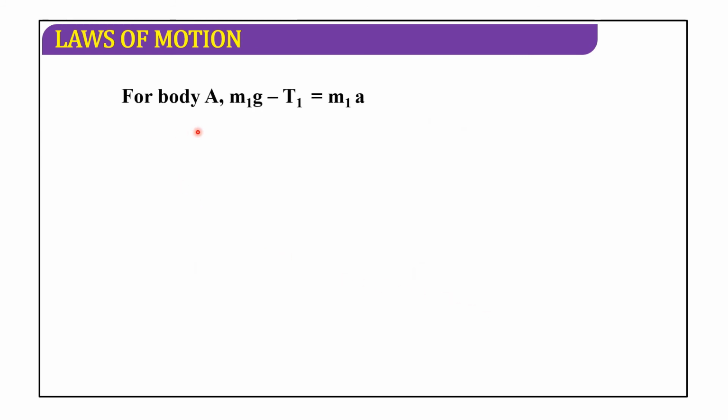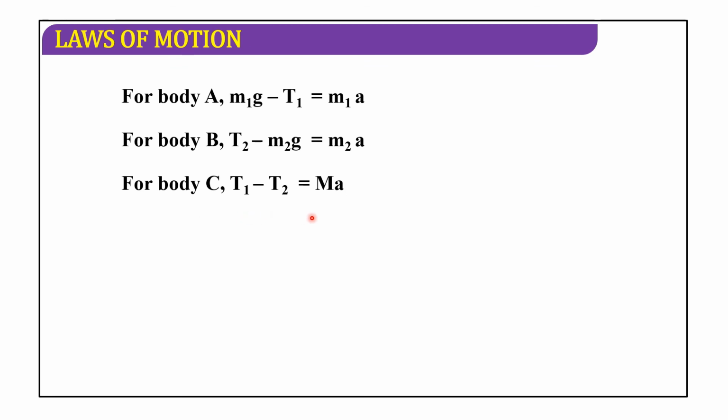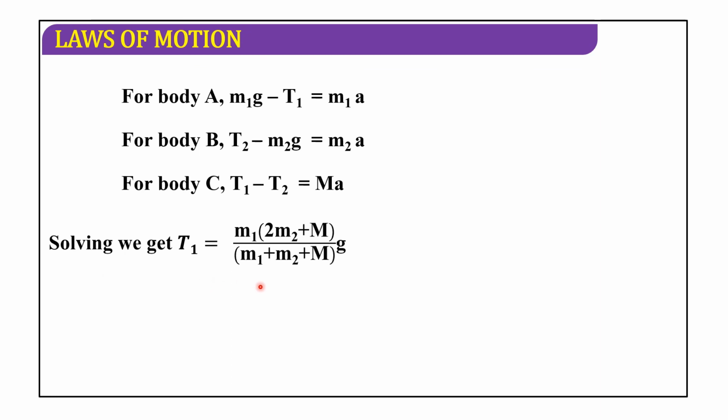for body A, m1 g minus t1 is equal to m1a. For body B, t2 minus m2 g is equal to m2a. For body C, t1 minus t2 is equal to ma. So by solving we get t1 is equal to m1 of 2m2 plus m by m1 plus m2 plus m into g. So t2 is equal to m2 of 2m1 plus m by m1 plus m2 plus m into g.